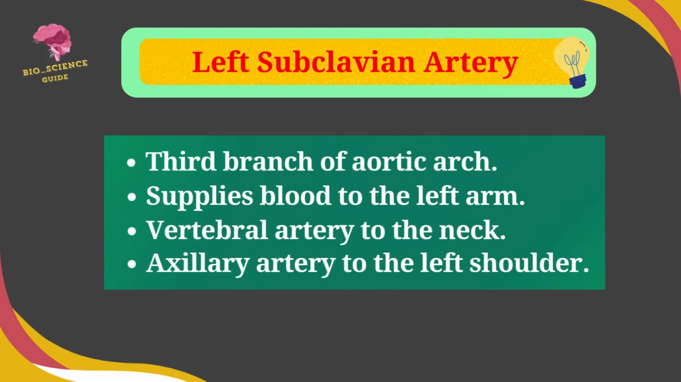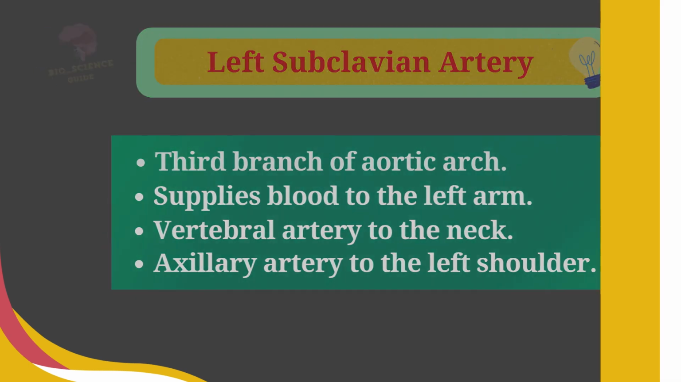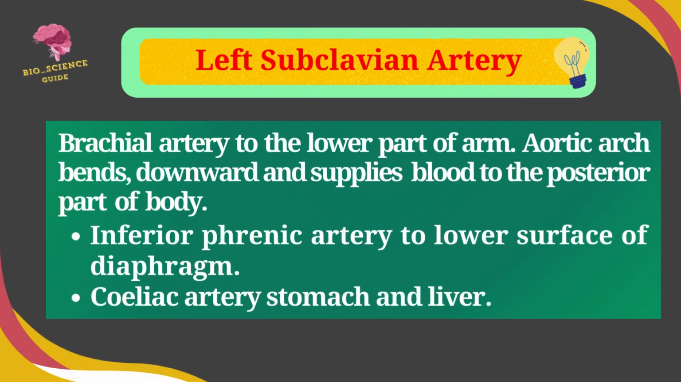The left subclavian artery, which is the third branch of the aortic arch, supplies blood to the left arm. It consists of the vertebral artery that supplies oxygenated blood to the neck region, the axillary artery that supplies oxygenated blood to the left shoulder, and the brachial artery that supplies oxygenated blood to the lower part of the arm.